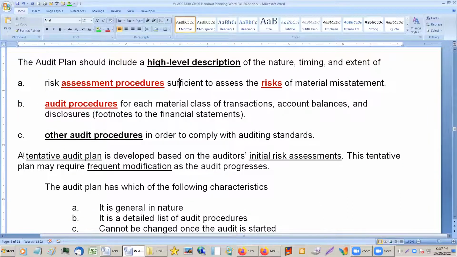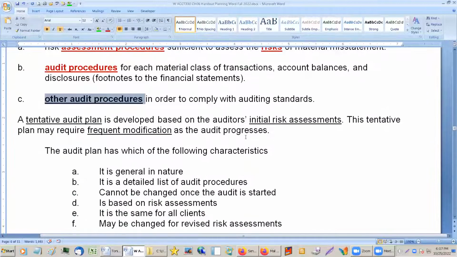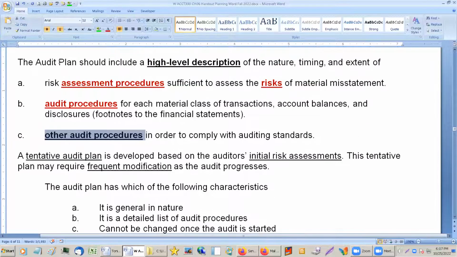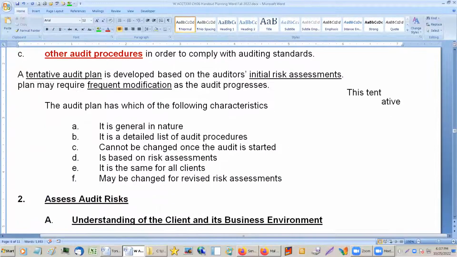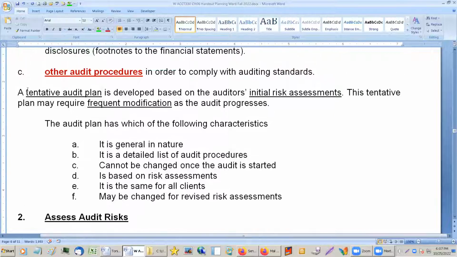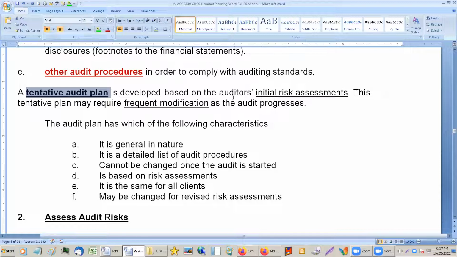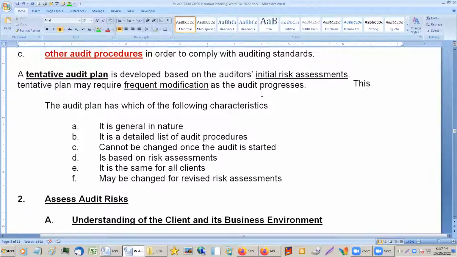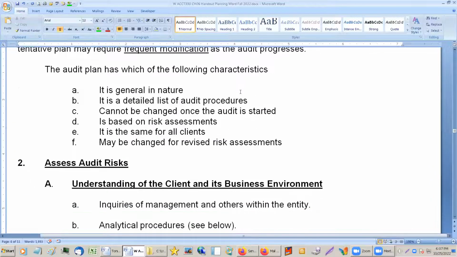Okay, and other audit procedures in order to comply with auditing standards, which we'll talk about later. Okay, and again, this is a tentative plan. It is not set in stone. If something happens, you react to it.